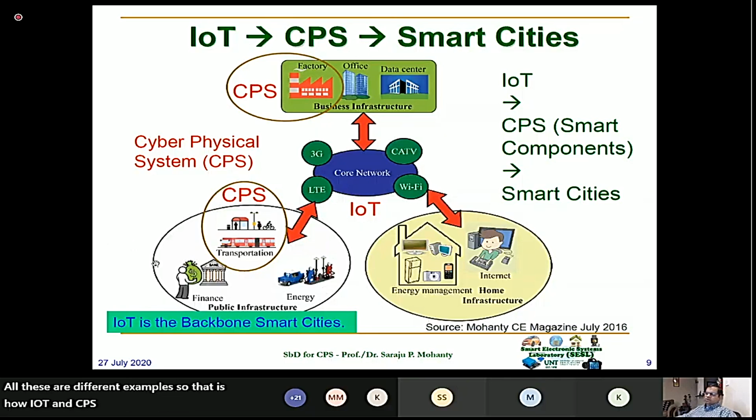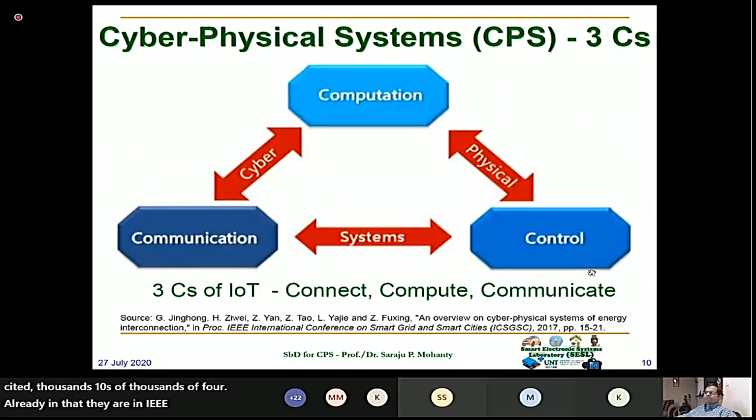This is the thought that I gave in 2016, but different people may have different views. Some researchers believe IoT and CPS are the same. They have their own thoughts, so we can agree or disagree. But this is the vision that I gave in the July 2016 article, and this article is considered one-stop reading for smart cities. It is very well cited, with tens of thousands of reads on IEEE Xplore.